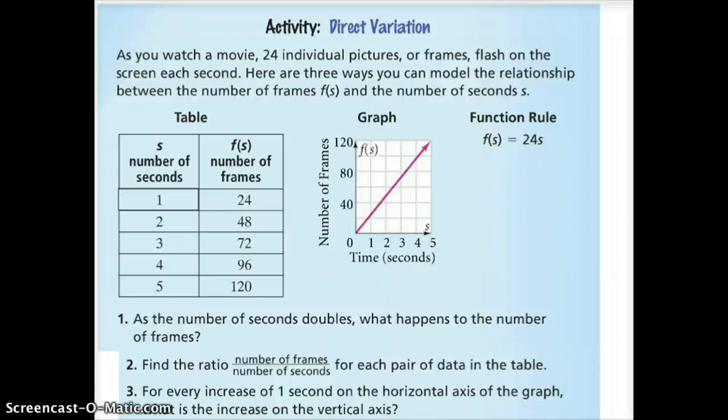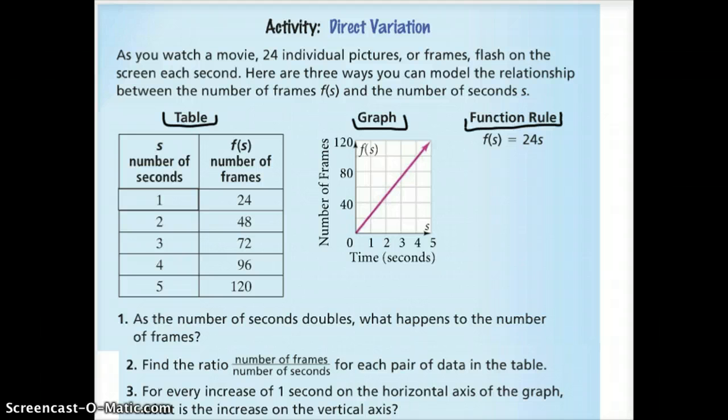So we have talked a good bit about tables, graphs, and function rules, and all 3 of these are ways to represent the same thing. I've already done them for you, so we don't have to waste a lot of time. Function rule: f of s equals 24 times s. A graph, it's going to look like this straight line going up by 24 every time. And here's our table. You can see that there's 24 frames for every second.